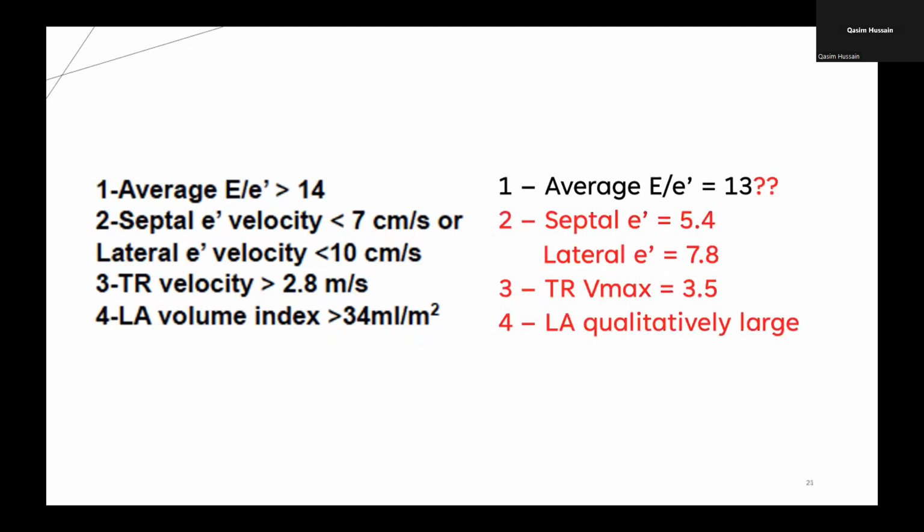So now we have 3 out of 4 of these that are abnormal or within pathological range. But for the E over E prime, I put question marks next to it because it's in that weird 8 to 14 area. If you recall, that's the gray or indeterminate area, but it's closer to the higher end of things, right? So what would we do with this information given her whole clinical picture?